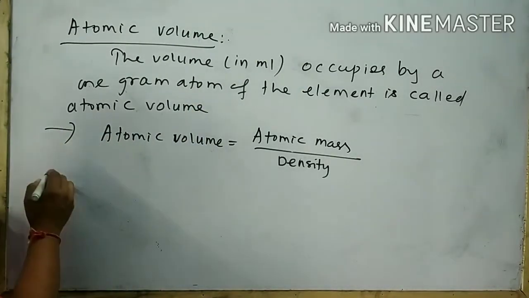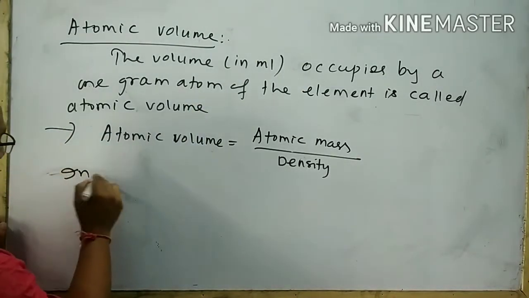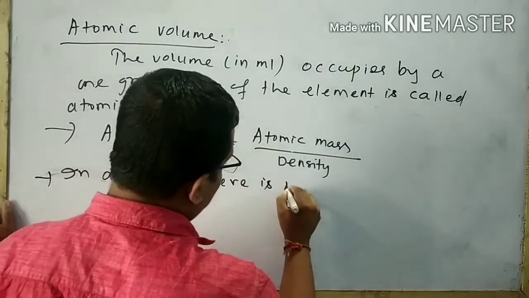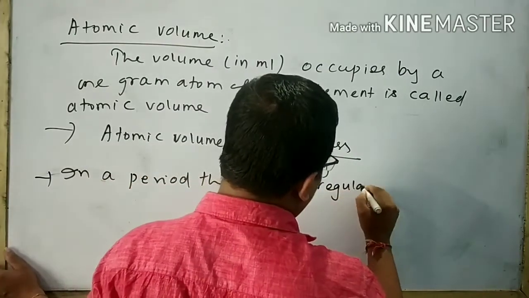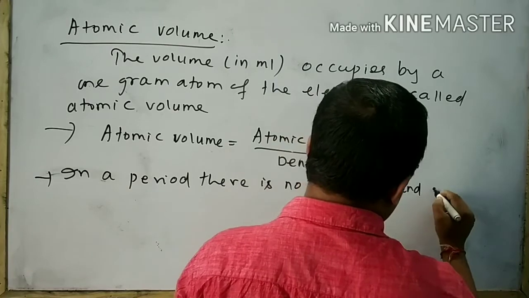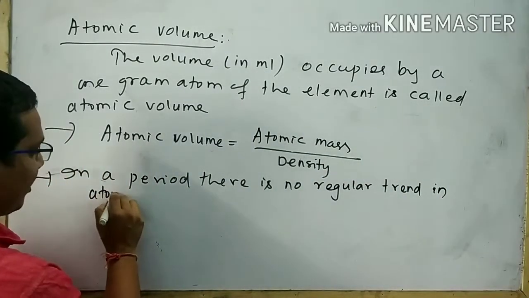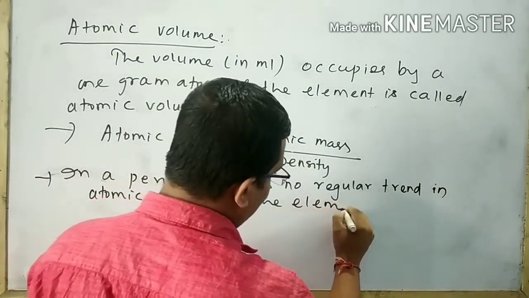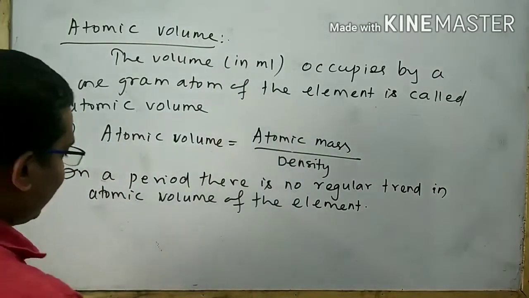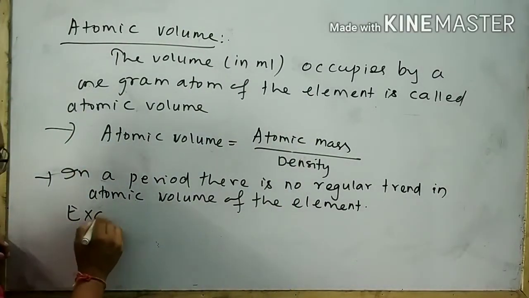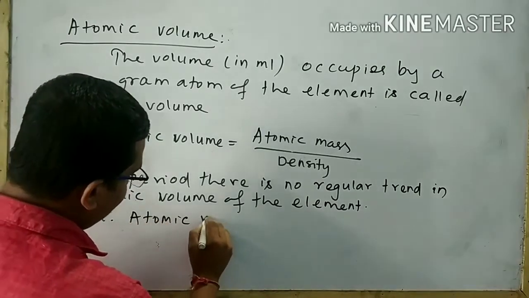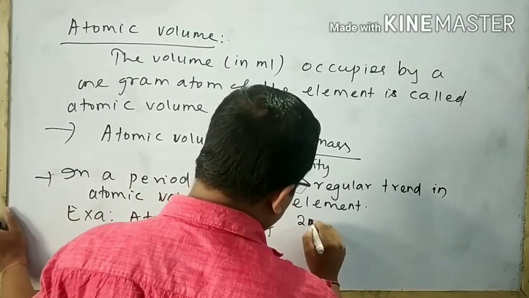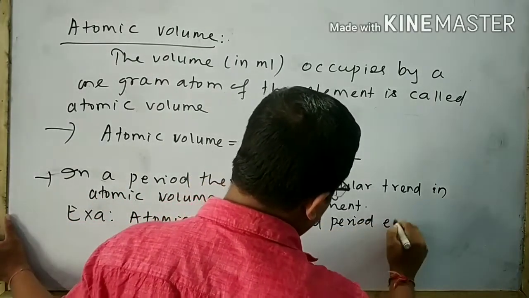So we can write a point: in a period there is no regular trend in atomic volume of the element. That means, take an example, the atomic volume of second period elements.